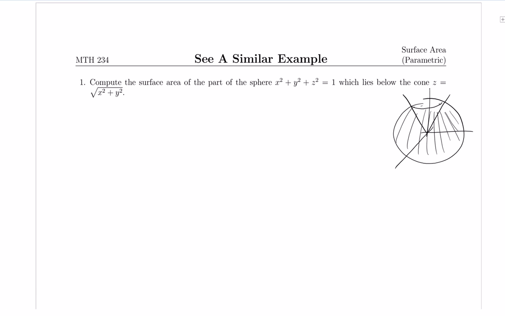So the first thing we need to do is parameterize this piece of the sphere. Since it wasn't given to us, we have to come up with it. But this is easy for pieces of a sphere. We just use the spherical coordinate equations. So let's parameterize the surface. Instead of u and v, I'm going to call them theta and phi, like the variables used in spherical coordinates.